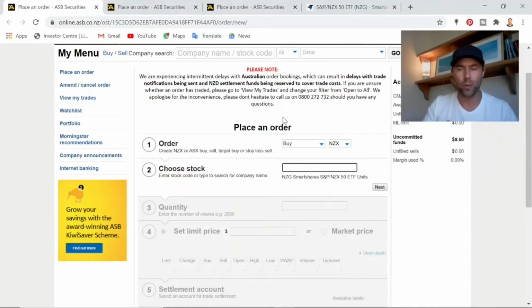I know there are other platforms out there that let you trade a lot cheaper than this, but today we're just going to be talking about this. You can check out Sharesies, you can buy and sell securities in there for a lot less, but today we're just going to be talking about ASB, okay?